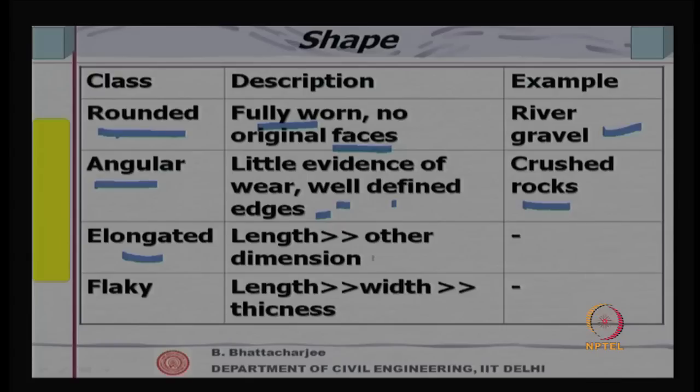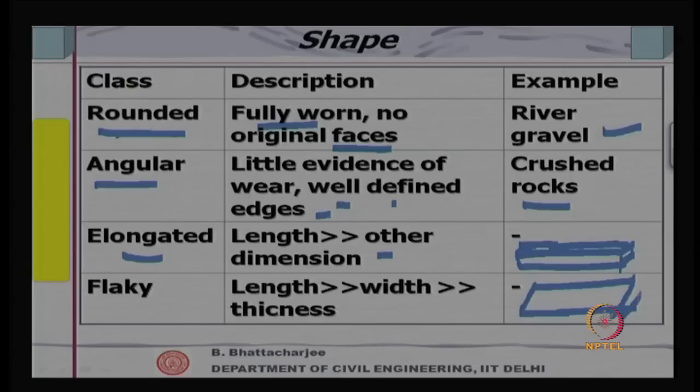Elongated aggregates are ones which have length much greater than other dimensions. For example, this is an elongated aggregate, length greater than any other dimension. Flaky, length is greater than width, but it is very large compared to thickness. So, shape wise we can do some very broad classification; there may be many more in between, subangular, etcetera, etcetera.